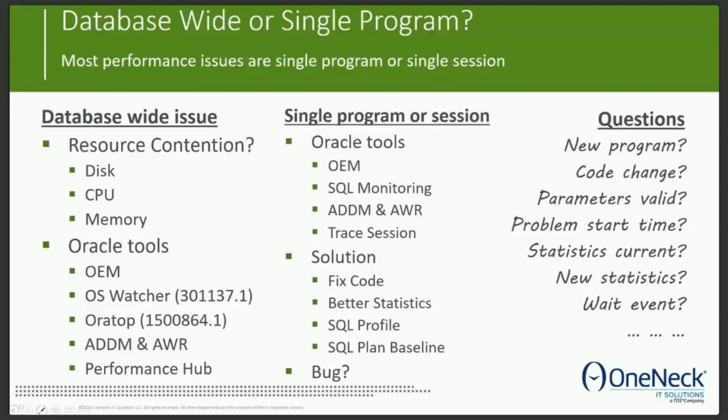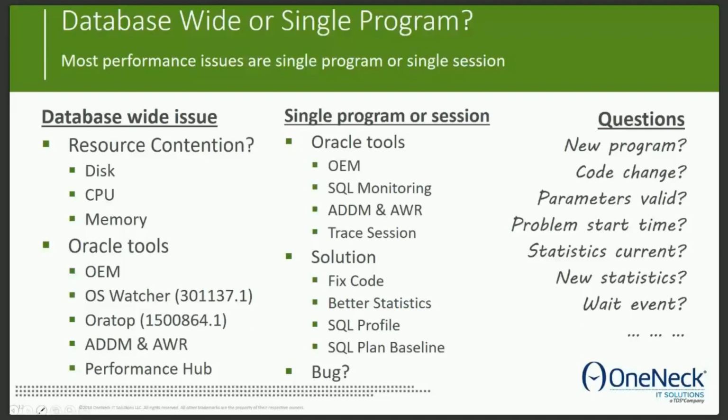For those, you can use the Oracle tools, OEM or OS Watcher. OS Watcher should be running on all your production servers, so you can take a look at it. It captures the CPU, disk, and memory statistics periodically, and you can look at that. It's a very nice tool, and highly recommended to have it running on every production database server.